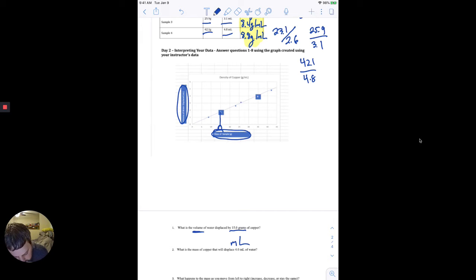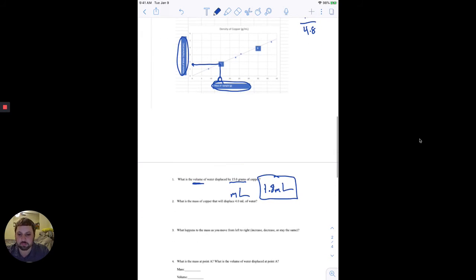And now we are carefully going to move this over, and we are going to see that we are somewhere between 1 and 2, closer to 2. So I would estimate this to be around 1.8 milliliters, okay? As long as it's above 1.5 and below 2.0, you should be good.